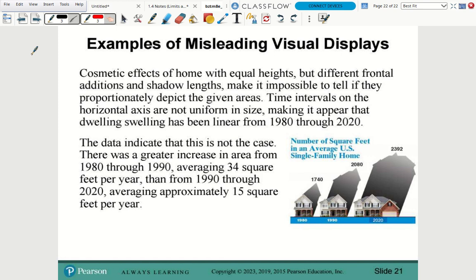All right, here is a cosmetic example. Cosmetic effects with equal heights but different frontal additions and shadow lengths make it impossible to tell if they proportionally depict the given areas. Time intervals on the horizontal axis are not uniform size, making it appear that dwelling size growth has been linear from 1980 to 2020. So, look at the interval from 1980 to 1990. How many years is that?